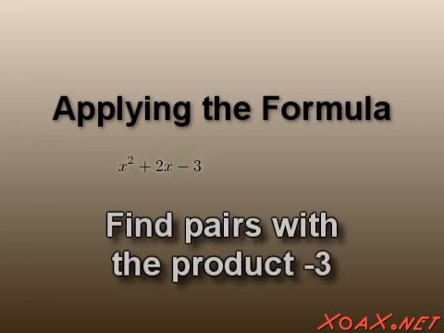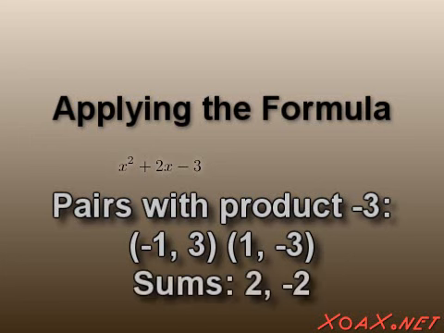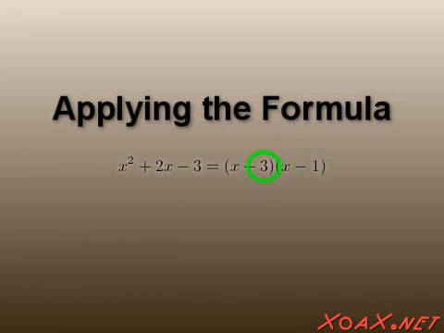To begin, look for pairs of integers whose product is negative 3. We have negative 1 and 3, and 1 and negative 3. The sum of the first pair is 2, and the sum of the second pair is negative 2. So we factor with negative 1 and 3 as we saw before.